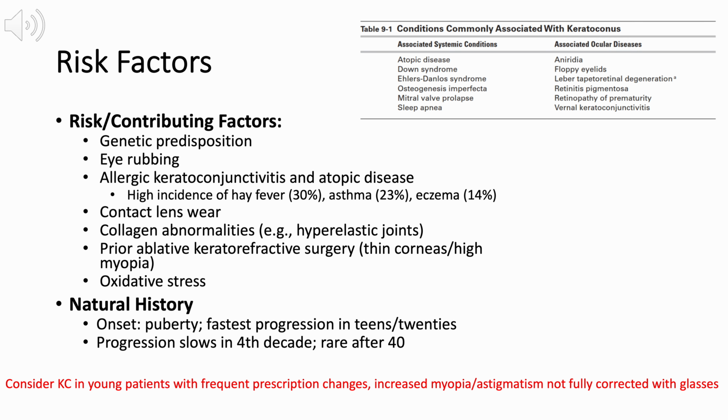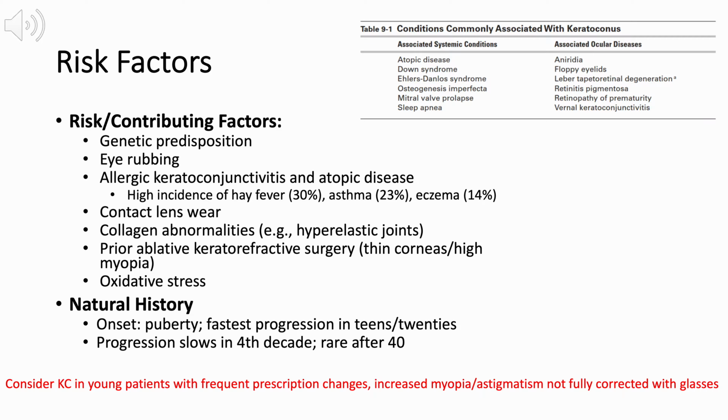Genetic predisposition plays an important role, often compounded by environmental influences such as frequent eye rubbing, allergic conjunctivitis, and atopic disease. Patients with hay fever, asthma, or eczema are at higher risk, with incidence rates at 30%, 23%, and 14% respectively. Additional risk factors include contact lens use and collagen abnormalities, such as Ehlers-Danlos, which is classically noted by its hyperelastic joints. In fact, about half of keratoconus patients have hyperelastic joints.